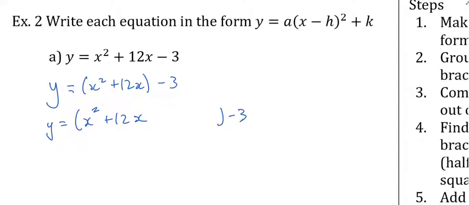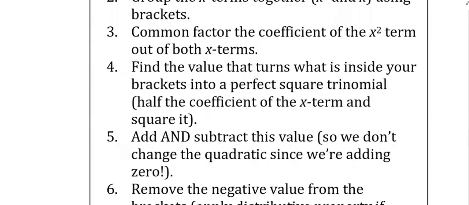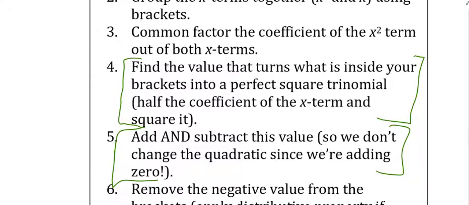Now this is where I find that value c that we were just practicing. So what would it be for this one? If I just ignore everything else and I just look at the x squared plus 12x, what would my c value be? 6. So 6 squared is 36. Very good. So I take that 36 and I add it and I subtract it. Why do we do that? Look, it says right here. Find the value that turns what you have inside the brackets into a perfect square trinomial. Add and subtract that value.